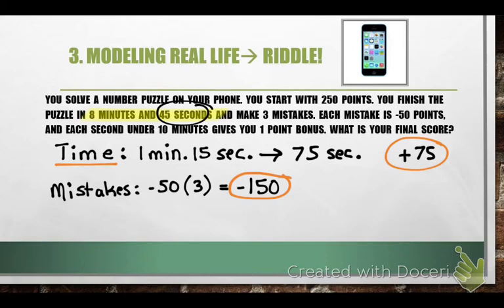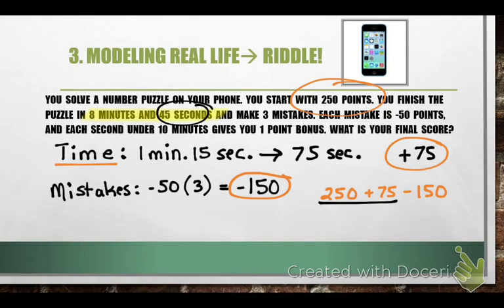If I go back and reread it again, it says you solve the number puzzle on your phone and you start with 250 points. So I'm going to go ahead and just start with that. 250. And then you can see I'm going to add 75 and I have to subtract 150. Remember, according to the commutative property, it does not matter if you add or subtract first. Okay, you can work from left to right, but you're going to get the same answer either way. Let's see if we can do this right here. You can do mental math or you can work it on the side if you need to.